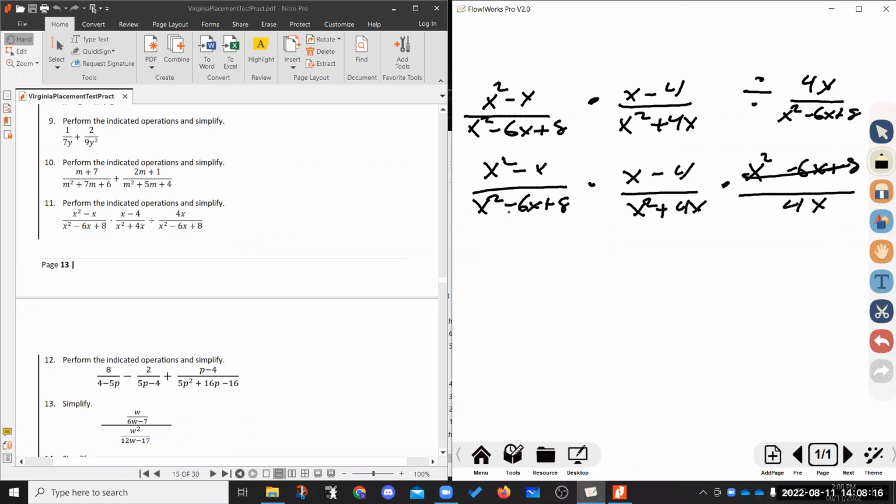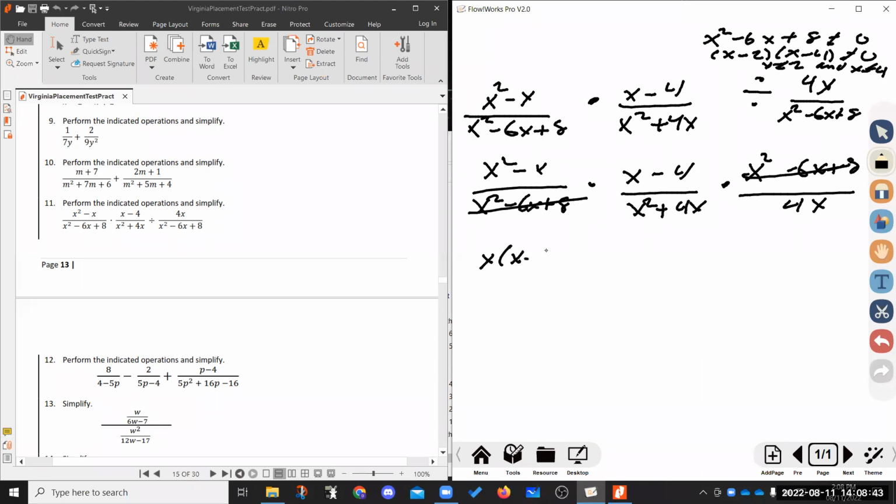Okay, this whole thing and that whole thing make a 1 as long as we know that x squared minus 6x plus 8 is not equal to 0, which means that x cannot be equal to 2 and x cannot be equal to 4. All right, so we'll write that at the end.